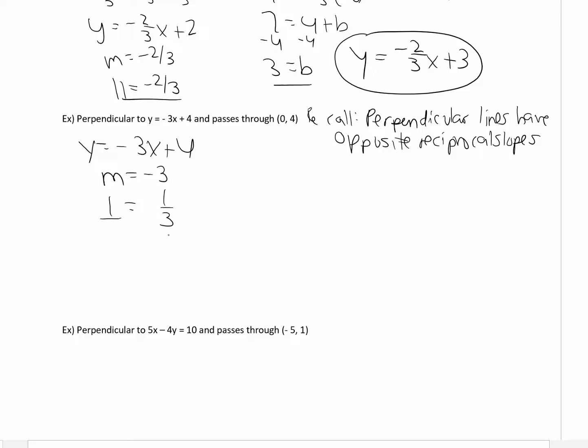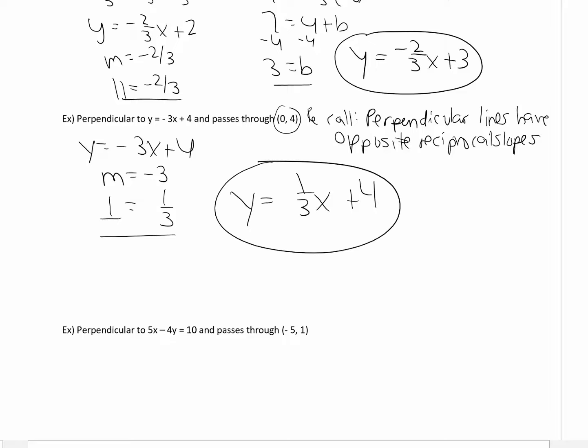Now, I have a slope to work with. Take a look at the ordered pair. Oh, the x-coordinate is 0. What does that tell me about this point? Yes, this is the y-intercept. So my equation now is y equals 1/3 x plus 4, and we're done.